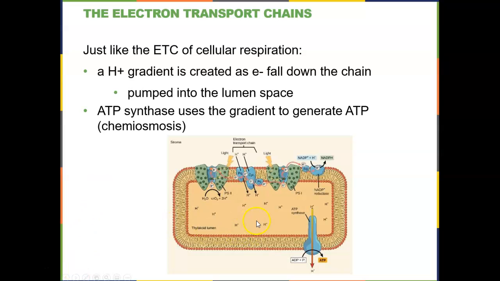So here again we have the whole process, and just like the electron transport chain of cellular respiration, this hydrogen ion concentration gradient, which has been created by the electron transport chain, is going to be used to fuel ATP synthase in order to add phosphate onto ADP and join up and make a high energy phosphate bond.